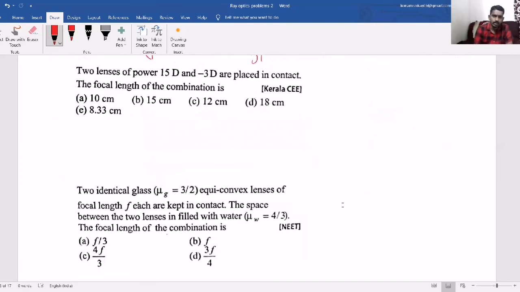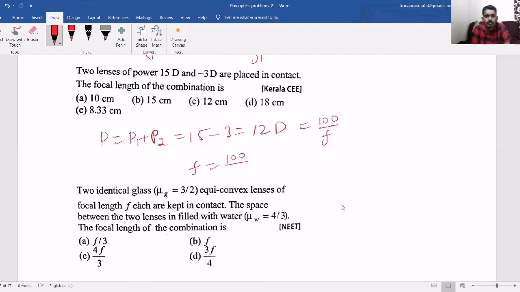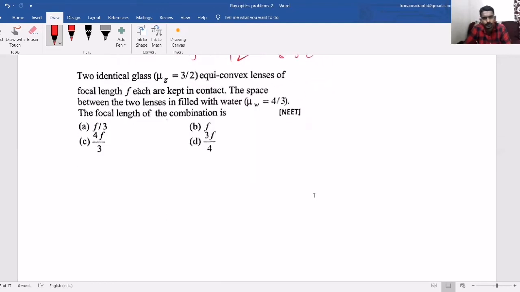Now, two lenses of powers are placed in contact, what is the focal length of the combination? When they are kept in contact, the resultant power is P1 plus P2. So 15 minus 3, how much? 12 diopter. Power means 100 by f, so f equal to 100 by 12, approximately 8 point something, so 8.3 centimeter. It is a direct question, a very simple question. Just what is the resultant or effective power when two lenses are kept in contact?